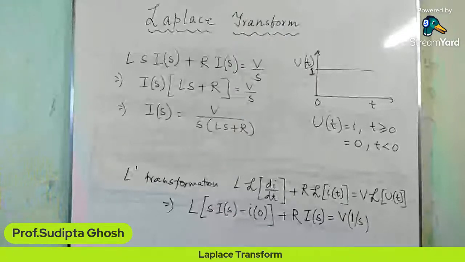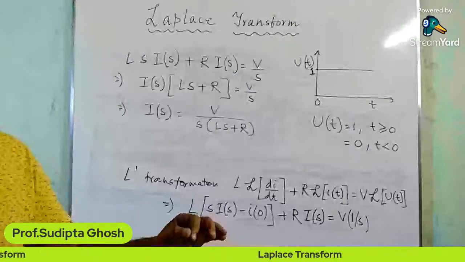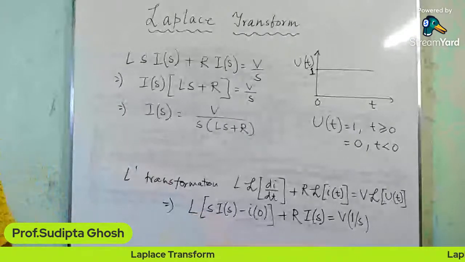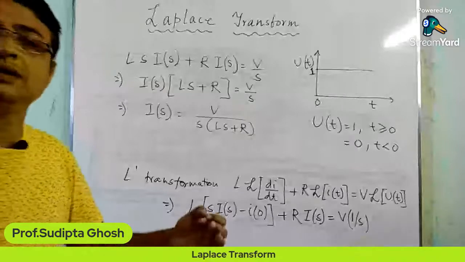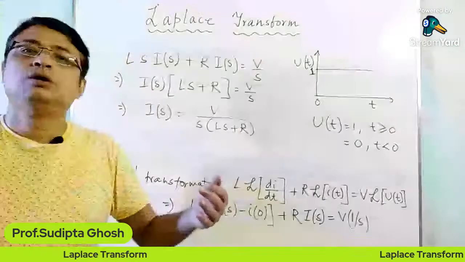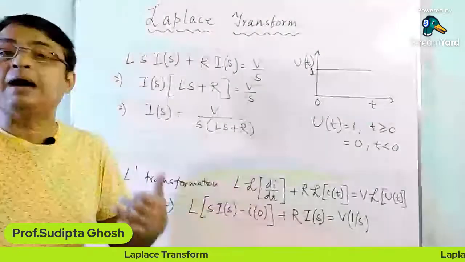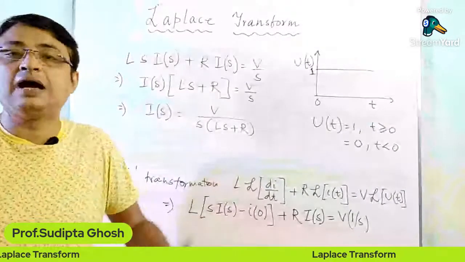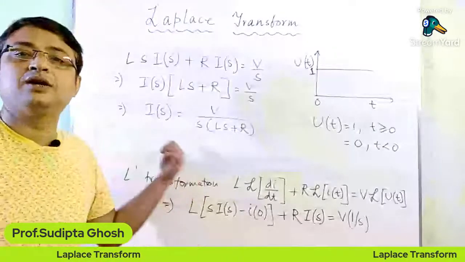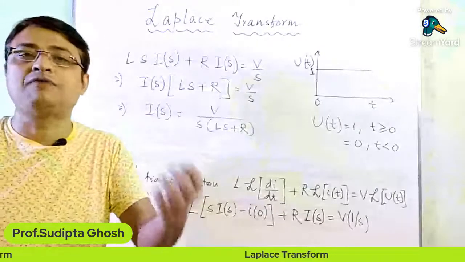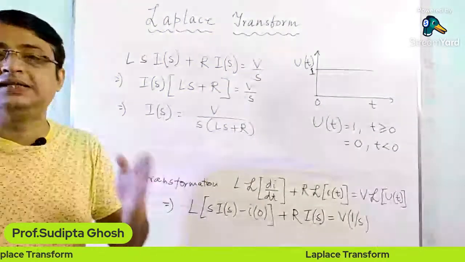Now, as we already know, we have to find out the value of IT, that is the current in its time domain, and we already have the value of IS, the current in the frequency domain. By applying Laplace transformation we can convert IT to IS, and by applying the inverse Laplace transformation on IS, we can get the value of IT. So that is our final goal, to find out the value of IT.